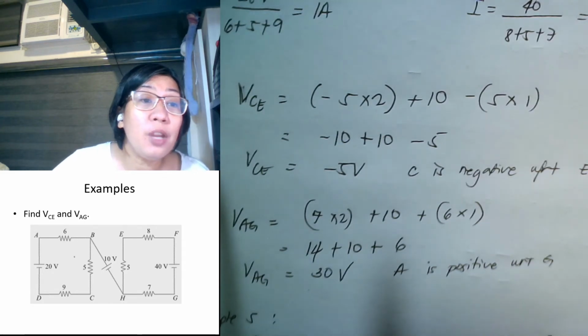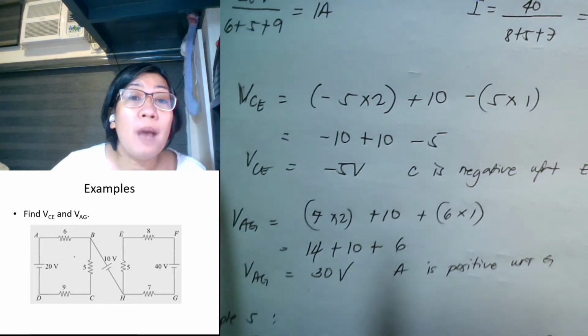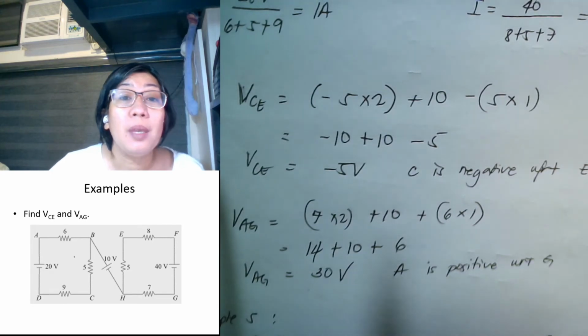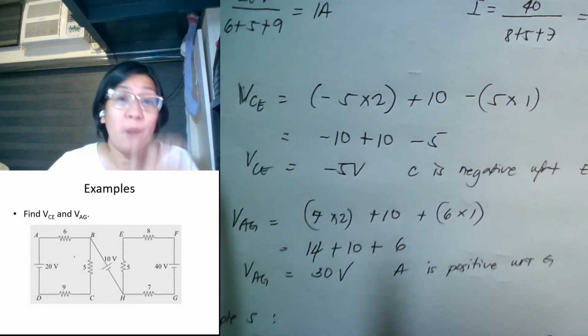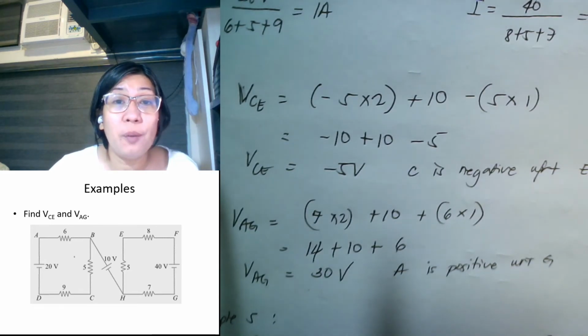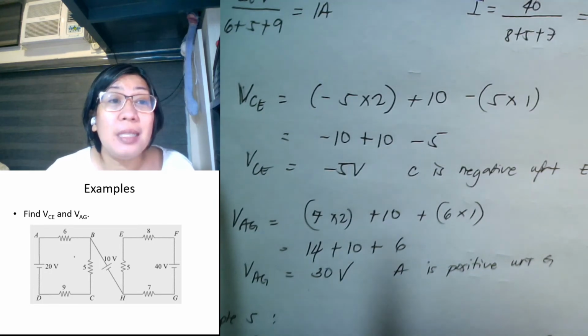So the current here is minus plus, so positive, negative. So we have here minus 5. Why minus 5? Because we have here 5 times 1. Okay? So therefore, minus 10 plus 10 minus 5, your VCE is negative 5. So what do we mean by negative 5? C is negative with respect to E. So it should be VEC and not VCE.